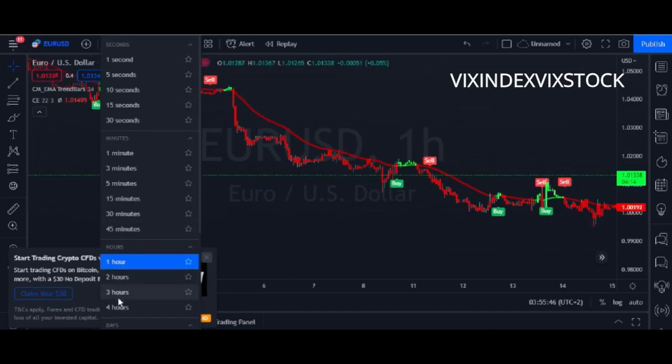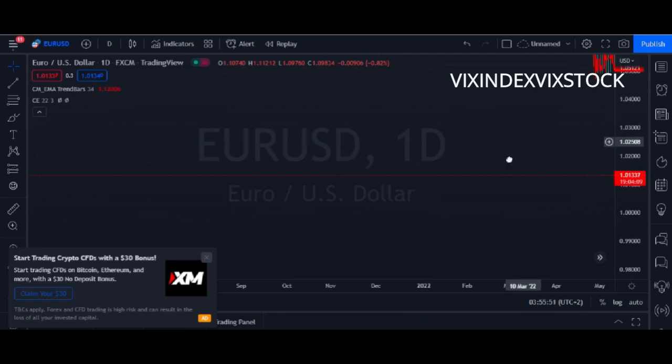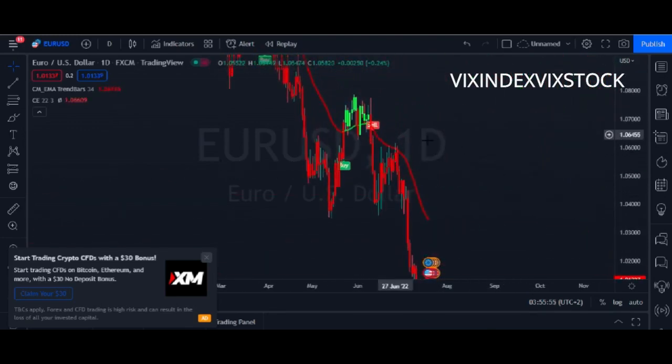Let's go to the daily. Daily, one of my favorite time frames. So if the daily is selling, you can see there we're just selling on the daily.